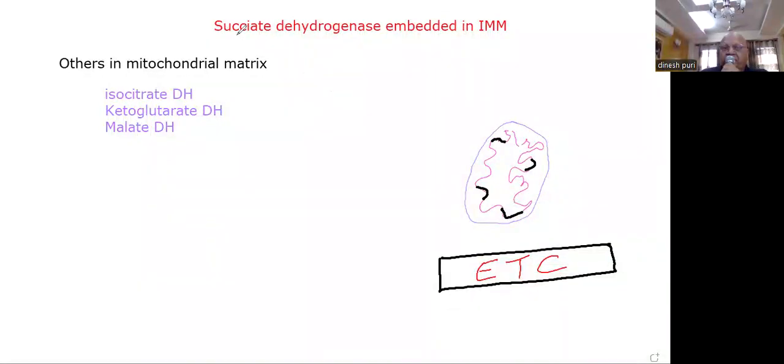Succinate dehydrogenase is the only enzyme of the TCA cycle which is embedded in the inner mitochondrial membrane. The rest of the three dehydrogenases, isocitrate dehydrogenase, alpha ketoglutarate dehydrogenase, and malate dehydrogenase, are present within the mitochondrial matrix. All dehydrogenases perform the same function, so why is there a difference in location?